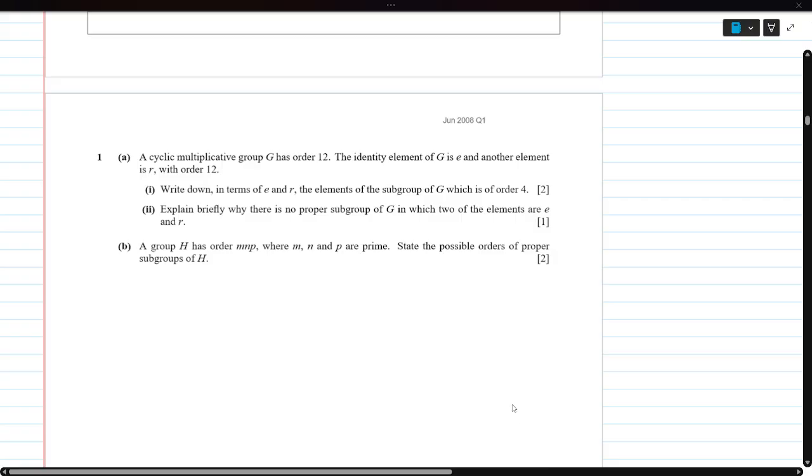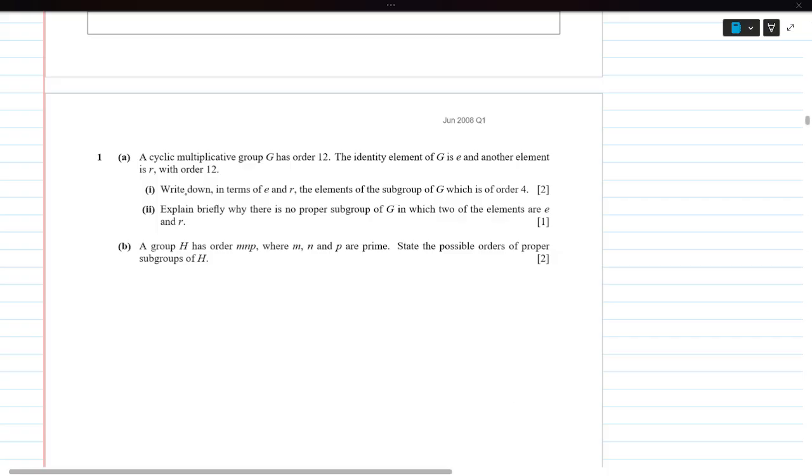Oh gosh. Okay. A cyclic multiplicative group G has order 12. The identity element of G is E, and another element is R with order 12. Write down in terms of E and R the elements of the subgroup of G which is of order 2. Explain briefly why there is no proper subgroup of G in which two of the elements are E and R. And then part B, a group H has order M times P where M and P are prime. State the possible orders of proper subgroups of H. That's an interesting question.